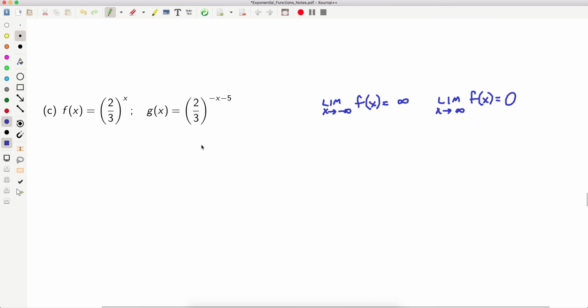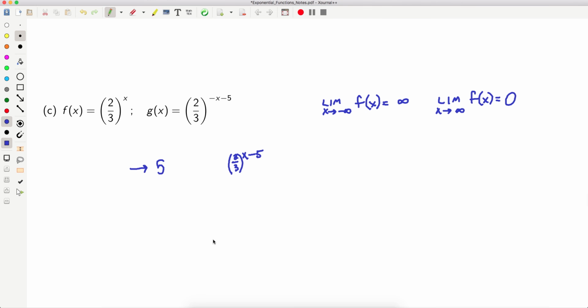Here, we have 2/3 to the negative x minus 5, so we don't have anything we're adding or subtracting here, but we do have some issues. First, we're going to replace this x with an x minus 5. So when we go and replace x with x minus 5, that is actually a horizontal shift. And remember, horizontal shifts actually go the opposite way of where we think. This one's actually going 5 spaces to the right. So we have a shift of 5 to the right.